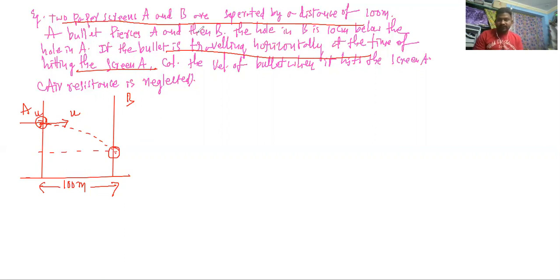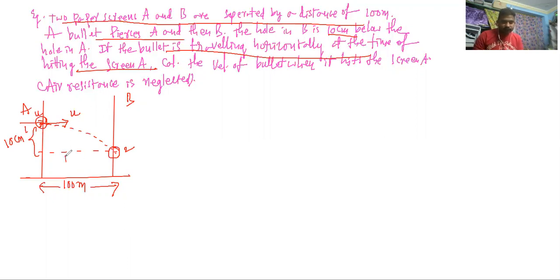A bullet pierces A and then B. Oh, that's fine. The hole in B is 10 centimeters below the hole in A. This is hole one and this is the second hole. So what is the distance they have given? It is 10 centimeters, my dear students.